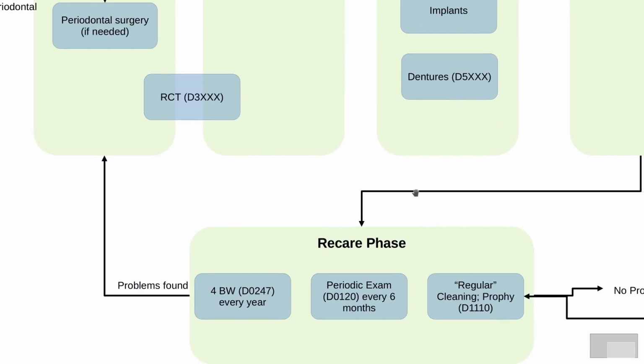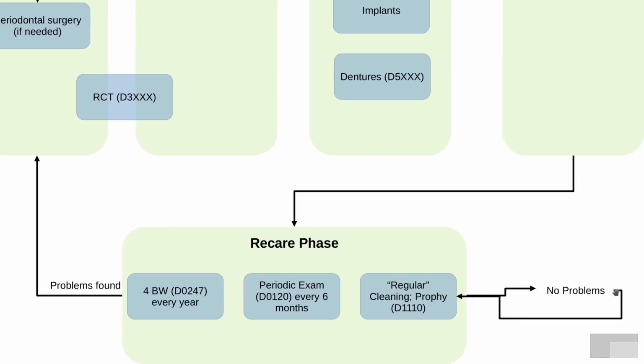Now with recare, there's a separate D code, because when you do a comprehensive exam, you're doing all the charting for the first time, and that can take a little bit longer compared to the periodic exam, in which you just are looking for changes since the last 6 months. Normally, you want to do all 3 things in a single visit: whatever x-rays are required, the periodic exam, and the cleaning. So in a perfectly healthy mouth that has nothing going on, they would just come back in another 6 months.